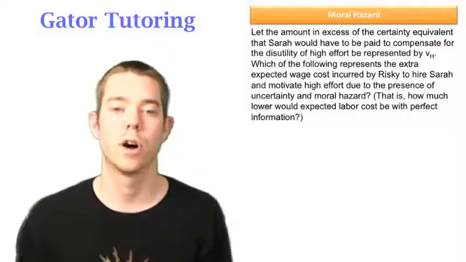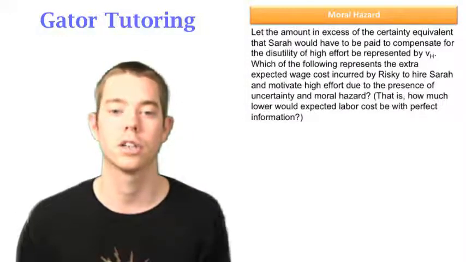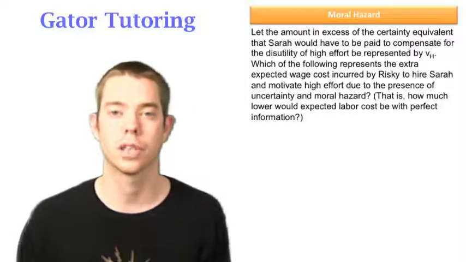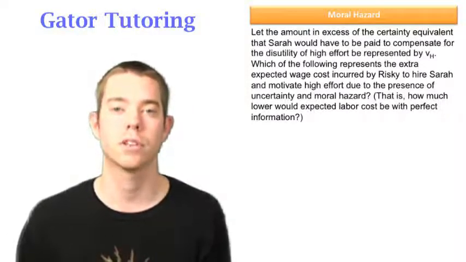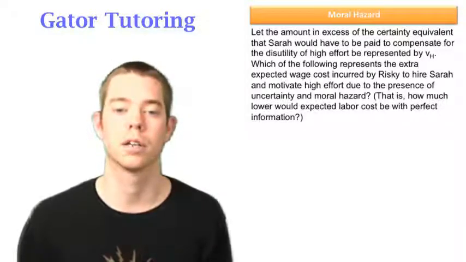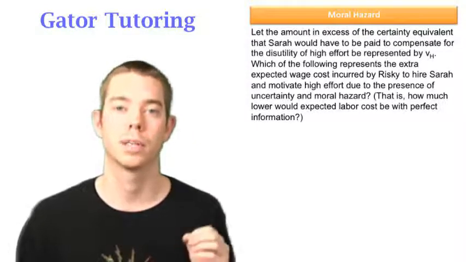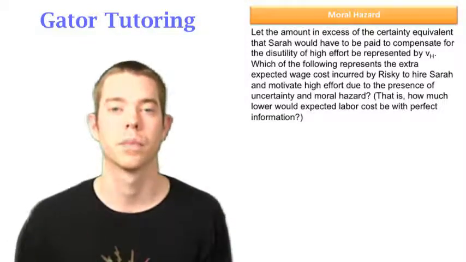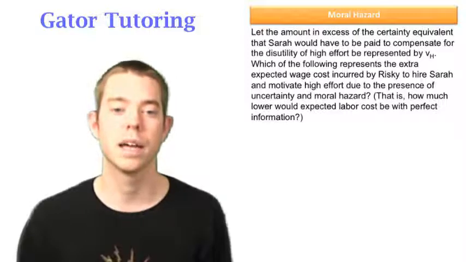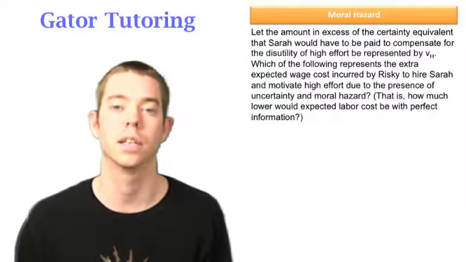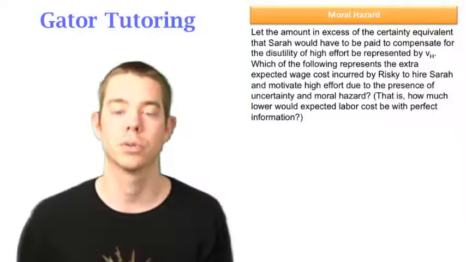It says, which of the following represents the extra expected wage cost incurred by Risky to hire Sarah and motivate high effort due to the presence of uncertainty and moral hazard? So if you remember in the problem set question and other test questions, when we found the extra cost associated with moral hazard, or another way to say that would be how much lower would expected labor cost be with perfect information. Those are saying the same thing. It's just the difference between our expected wage with uncertainty and our wage with certainty. It'll still be that same number, just the difference between the wage with uncertainty and the wage with certainty.